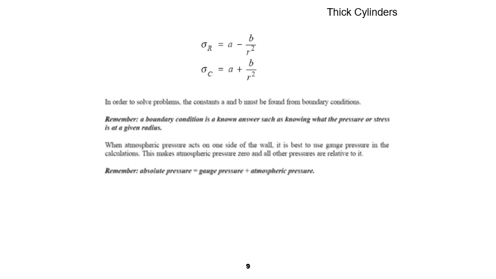So what is a boundary condition? It is a known answer. The boundary condition is a known answer or value. What are the values? It can be sigma R, it can be sigma C, right? So what is sigma R? Now, if you look at the thick cylinder, on the outer surface and on the inner surface, this is inside, so we have Pi, this is outside, so we have Po. And what are pressure? Pressure acts perpendicular to the surface, right? Pressure acts perpendicular to the surface.